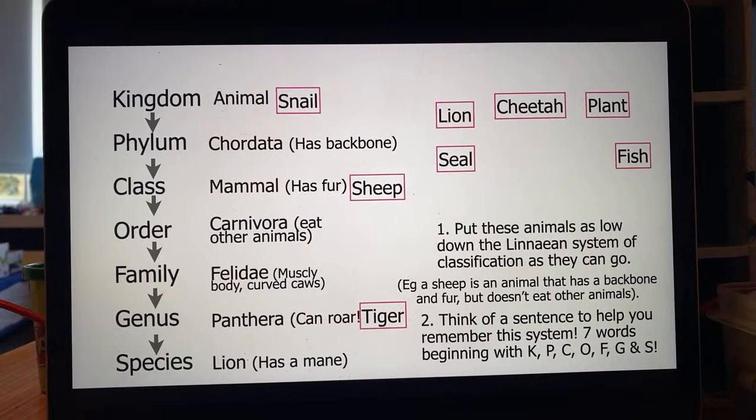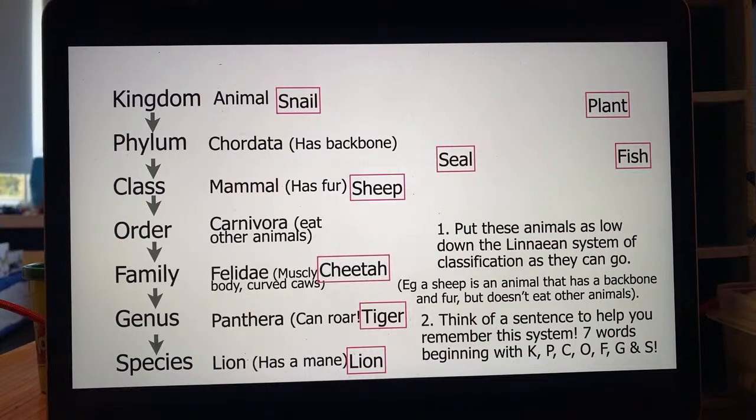What else? Oh, tigers can roar, but they don't have manes. So tigers are in the genus Panthera, but they can't be species lion, can they? Because the lion is there. So let's put the lion there, right at the bottom, because it has a mane. Cheetahs. They do have muscly bodies and curved claws, but they can't roar.